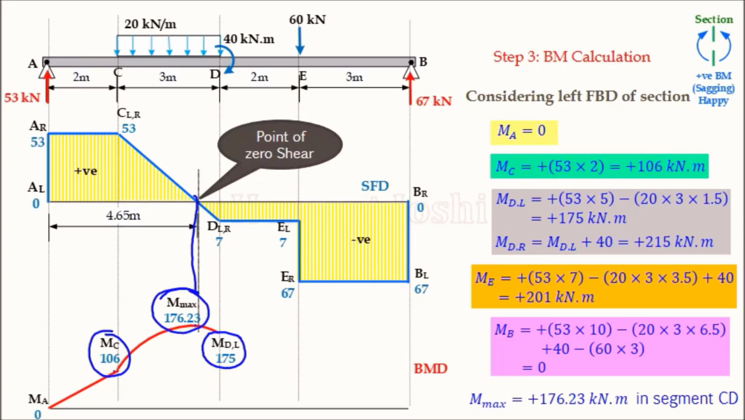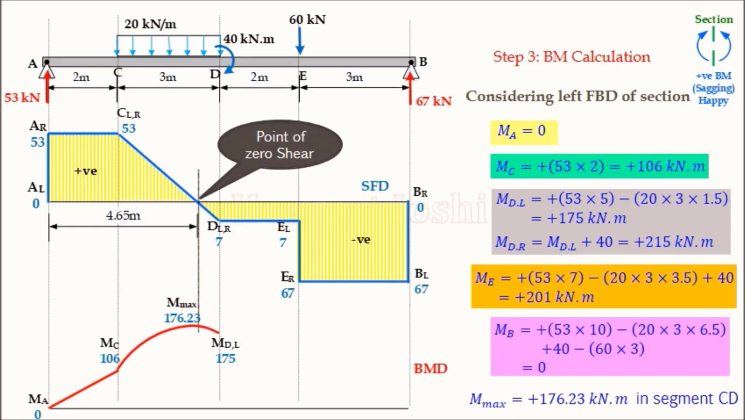Question arises how to join these 3 points. Again we will go back to our fundamental that whenever a UDL is acting on the beam, which is a constant line, the shear force diagram is an inclined line. That point is over. And when the shear force diagram is an inclined line, our bending moment diagram is a second degree curve. And we also know that whenever the UDL is acting downward, our BMD has concavity down. That's why this curve is joined in this fashion, concavity down.